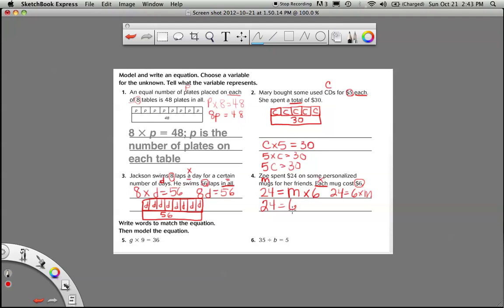or 24 equals 6M. So now I've got what my variable stands for. M is for how many mugs. I've got my equations, 3 choices of equations that I could write. All of them are correct. Now I need to draw my model. So I'm going to draw the M 6 different times. So there's 1 box, 2 boxes, 3 boxes, 4 boxes, 5 boxes, 6 boxes, and I'm going to label each of them M. Each of those mugs cost $6 for a total of $24.